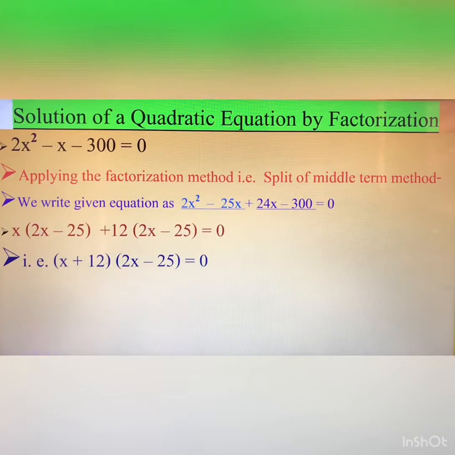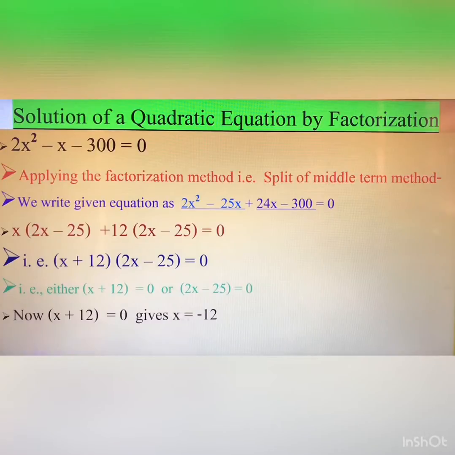Now, if the product of two factors is 0, then either one of them is 100% 0. So dear, either x plus 12 is 0 or 2x minus 25 equal to 0. Why? Because the product of the two factors is given as 0. So either the first part is 0 or the second part is 0. When x plus 12 equal to 0, this gives you x equal to minus 12, by transposing 12 to the right side.